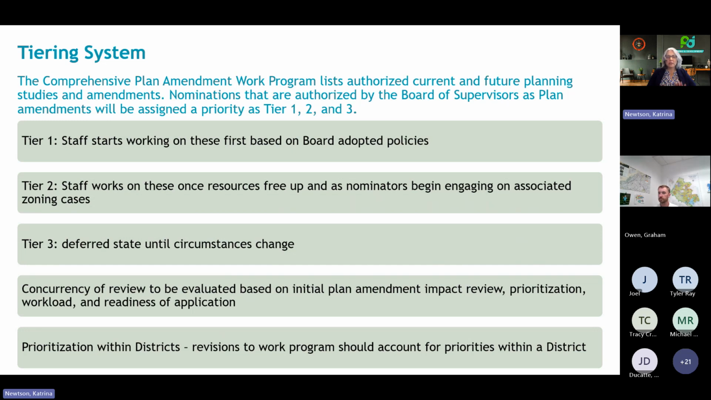As far as the tiering, tier 1 is where staff starts working on these first, based on board adopted policies. Tier 2, staff works on these as resources free up and as nominators begin engaging on associated zoning cases. And then tier 3, these typically are in a deferred state until circumstances change or additional information is provided. So there are several reasons for a nomination or a plan amendment to be put on tier 3.